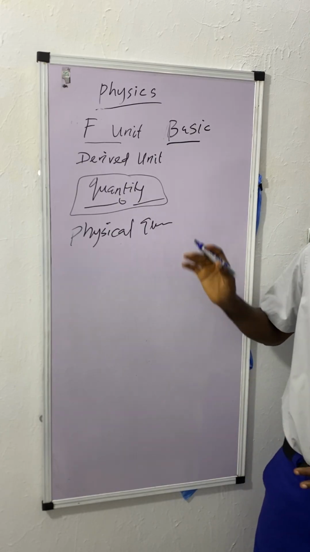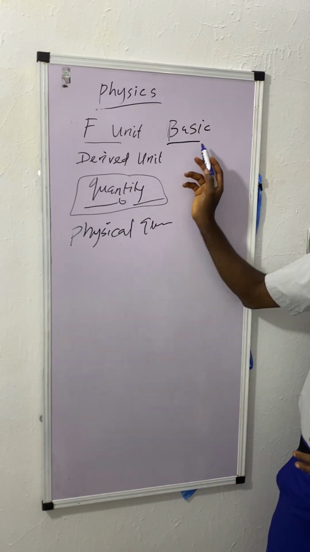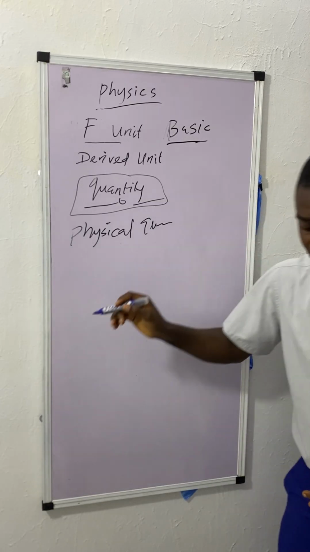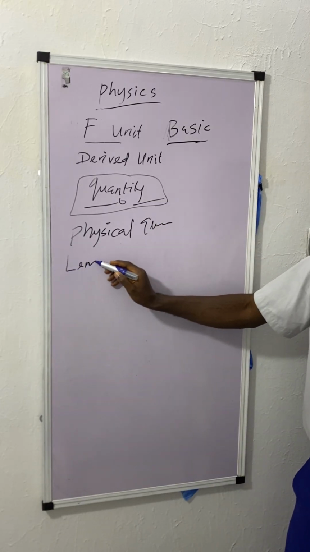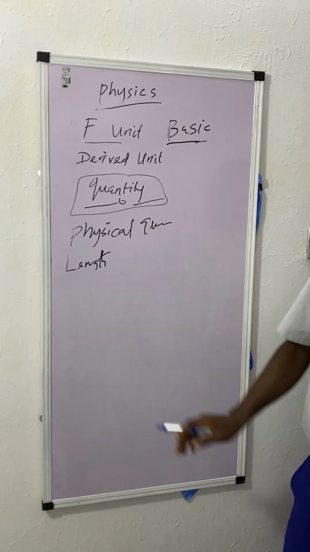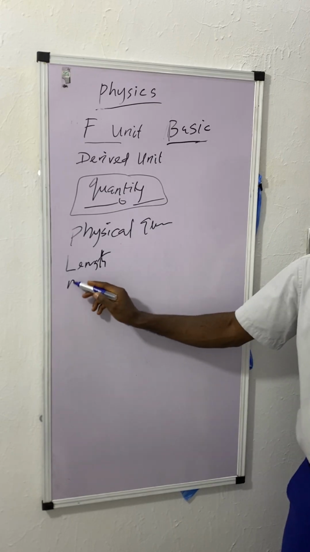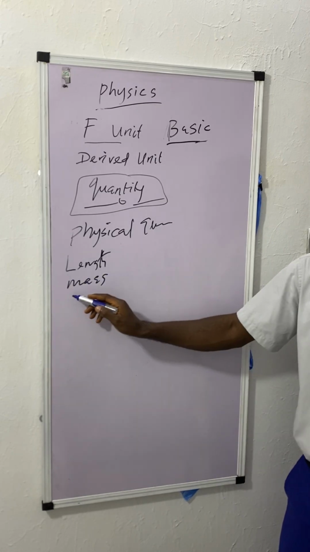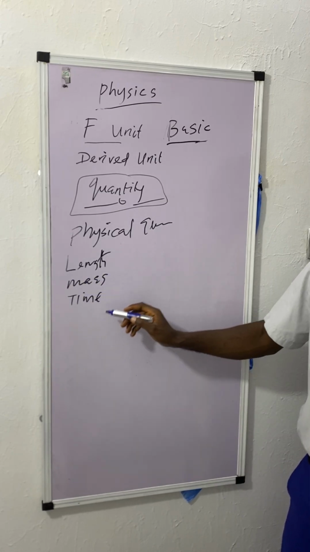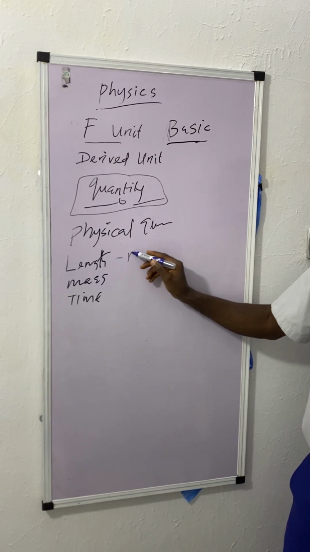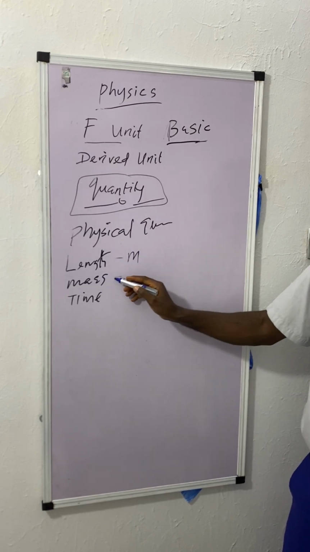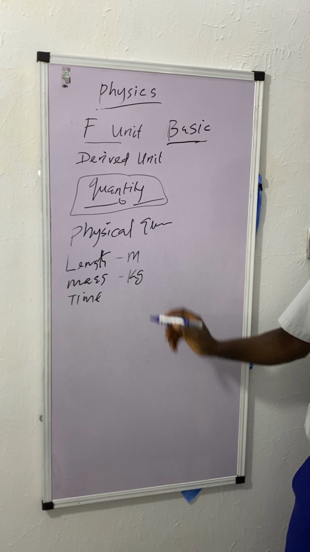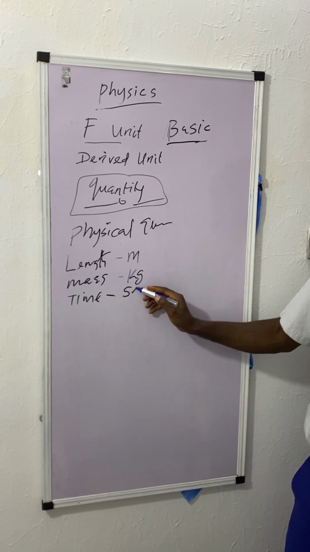Now, let's understand the list of the fundamental units, which are the basic units. The first one we have is length. We have mass. We have time. Length is usually measured in what? In meters. Mass is usually measured in what? In kilogram. Then time is usually measured in what? Seconds.